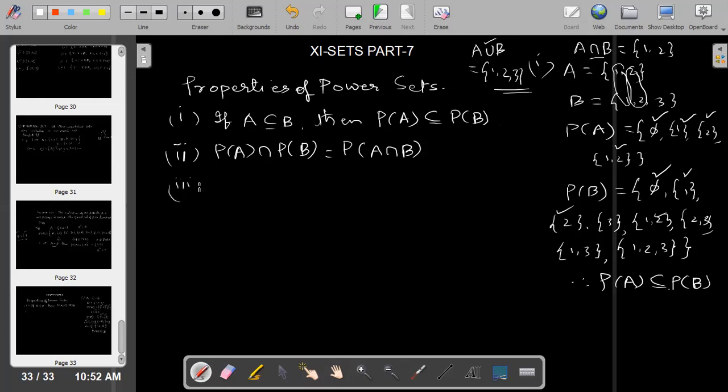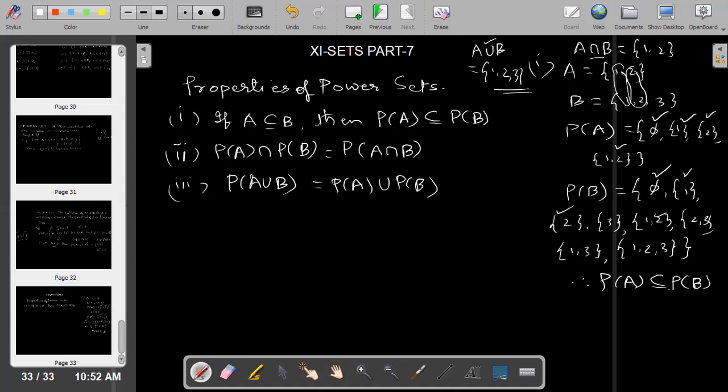So the power set of the intersection of two sets and the intersection of the power sets are equal. This we will study. Similarly, for union also, the power set of A union B means first we will find A union B and then its power set, or we find the power set of A and the power set of B and their union. You can prove here also.